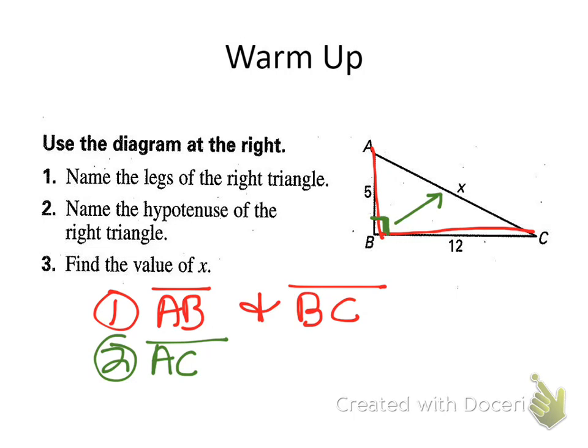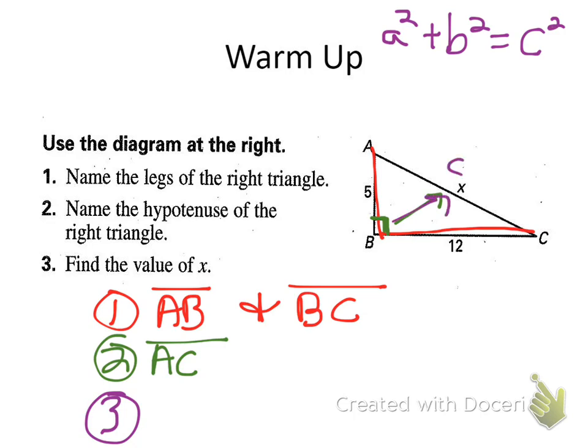Then it says find the value of x. What do we use to find the value of x? What was that formula? I'll start it for you. A squared plus B squared equals C squared. What's our C? The hypotenuse. Okay, very good. I always go, the hypotenuse is across from the right angle, so that's our C. And then I go shortest to longest.